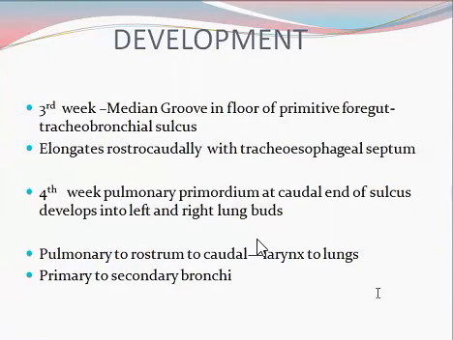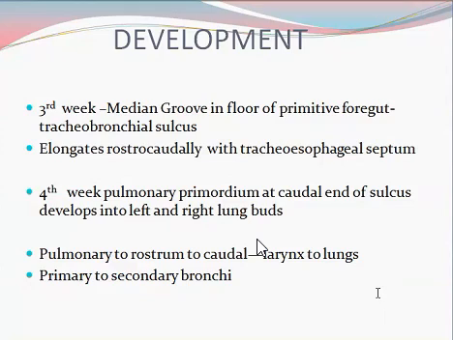in the third week of intrauterine life, a median groove develops in the floor of the primitive foregut. That groove is called the tracheobronchial sulcus. This elongates rostrocaudally, slowly, and a tracheoesophageal septum develops in between.